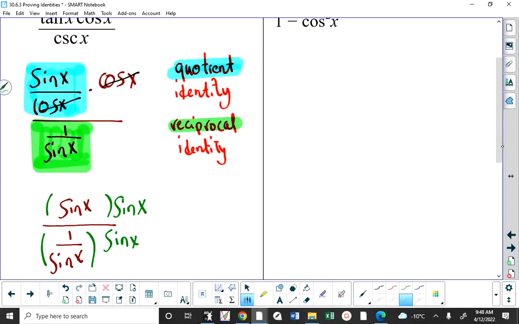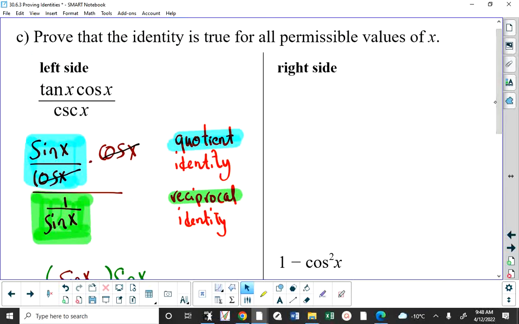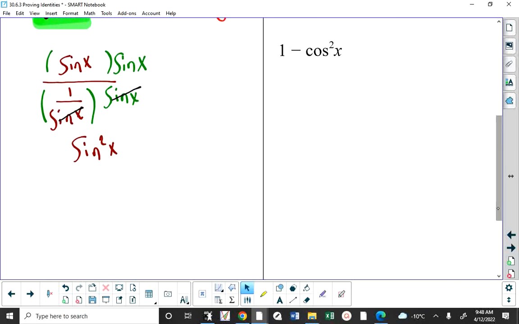You need to explain or describe or name the identities if you use an identity, but algebra does not need to be explained. You don't need to explain what's happening here. What happens though, and it's by design, is the signs cancel and you're left with sine squared of x. Now let me bring this down. How many of you see these are equal?